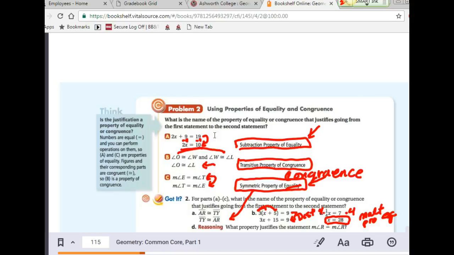Hope that was helpful. You're going to use this idea that every step has to have a reason. That's what the concept of a proof is, which is what this entire lesson is really all about. Best of luck.